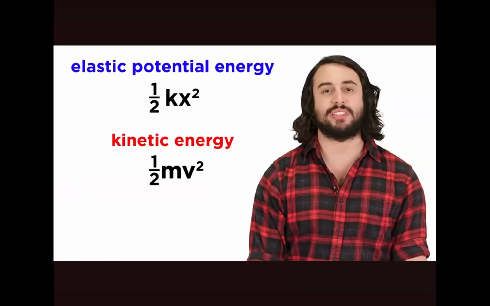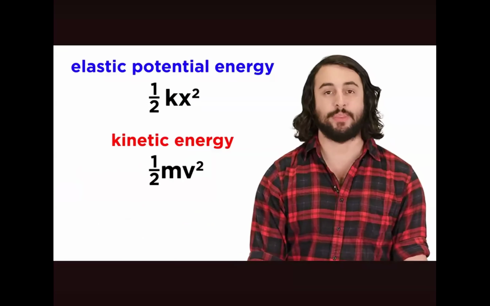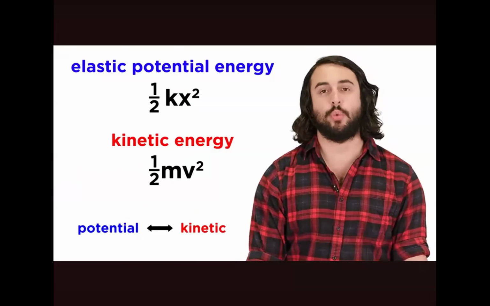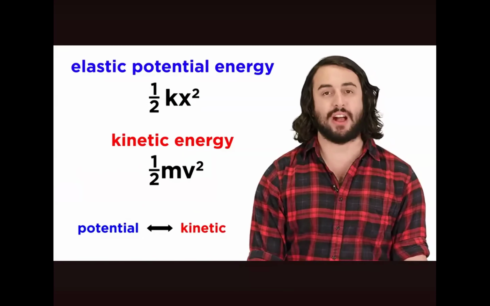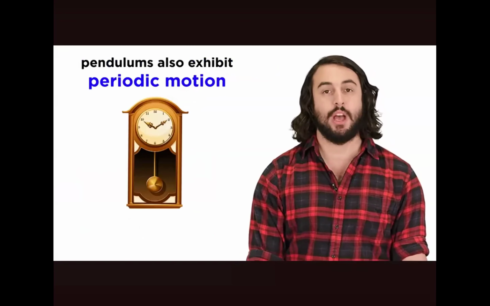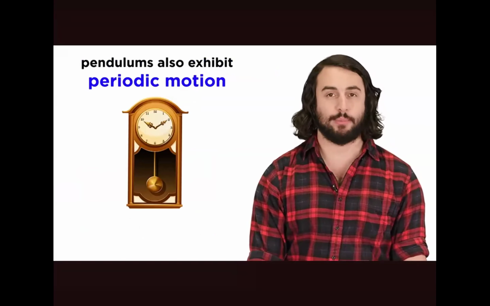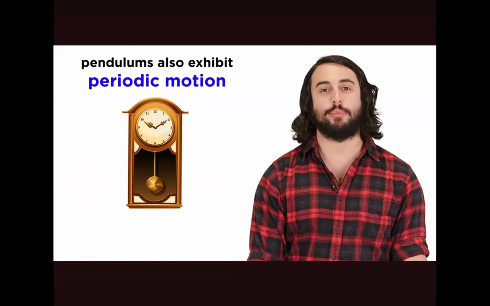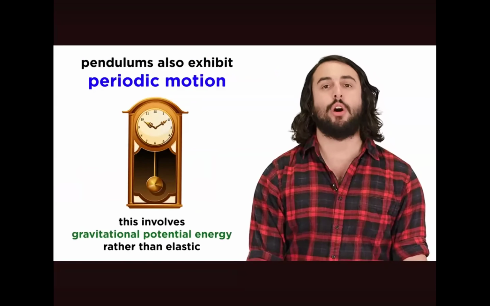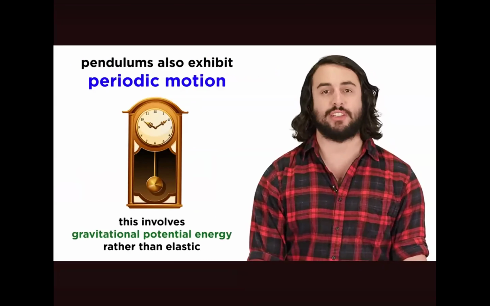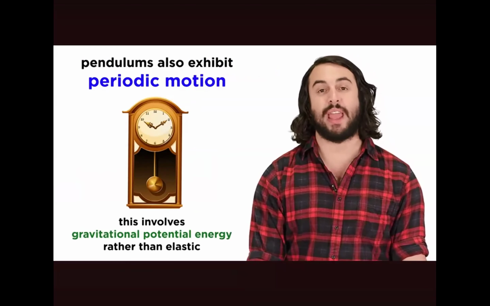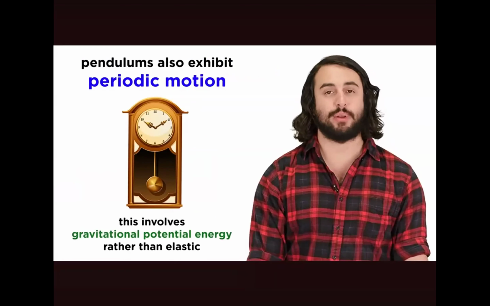This expression looks similar to the expression for kinetic energy, which is convenient since the two will interchange as the mass oscillates. A pendulum also displays periodic motion since it swings back and forth between the same two positions. Although this involves gravitational potential energy rather than elastic potential energy, and we will look at this behavior next. Let's check comprehension.